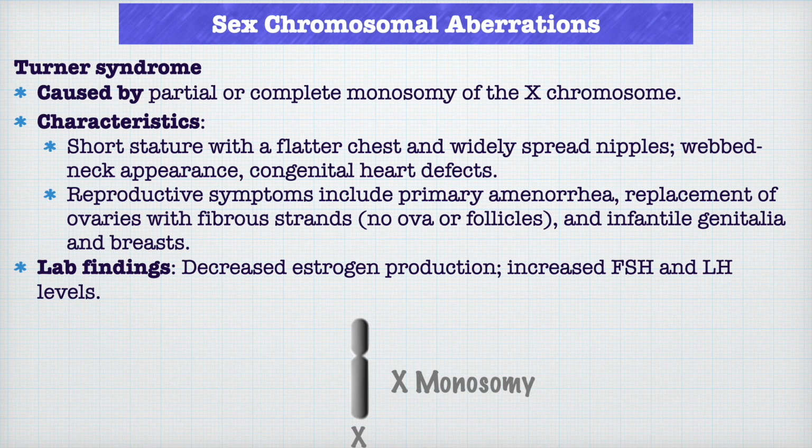Sex chromosomal aberration, Turner syndrome. Turner syndrome is a condition that affects only females. It arises when one of the X chromosomes is missing or partially missing. It belongs to the numeric chromosomal aberration of hyperploid aneuploid type with X monosomy. Turner syndrome can cause a variety of medical and developmental problems, including short height, failure of the ovaries to develop, infantile genitalia and breasts, and congenital heart defects. Lab findings report decreased estrogen production.